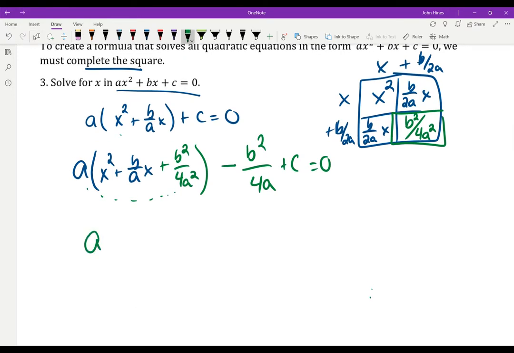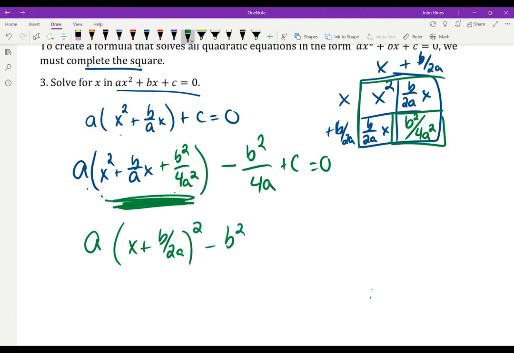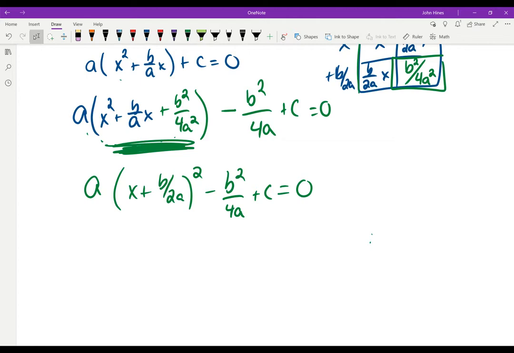Okay, we'll complete the square. What does this trinomial become? Even if you have no idea what I just did, you can tell me this trinomial is the sides of the box. This trinomial is x plus b over 2a squared. And I'll leave the rest for now, equals 0.